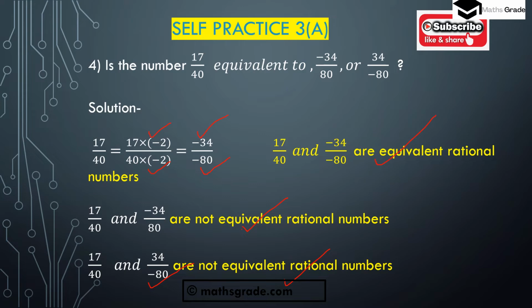17/40 and -34/-80 are equivalent rational numbers, and 17/40 and 34/80. If we cancel this negative sign, then 17/40 and 34/80 are equivalent rational numbers. But here it is given -34/80 and 34/-80. So these are not equivalent rational numbers with 17/40.